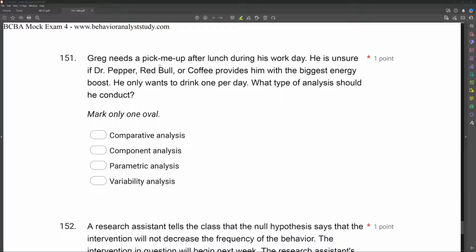In this case, Greg is looking at Dr Pepper, Red Bull, and coffee, and he's only going to drink one per day. He's not forming this treatment plan. He's not forming this package. He's just looking at which one is going to be most effective. So if we're not forming a package, if we don't have a package already in place, and we're just evaluating each individual thing, that's going to be a comparative analysis. There's no variability analysis associated with what we're trying to do here. As long as you can understand the difference between comparative, component, and parametric, these questions should be pretty straightforward for you.